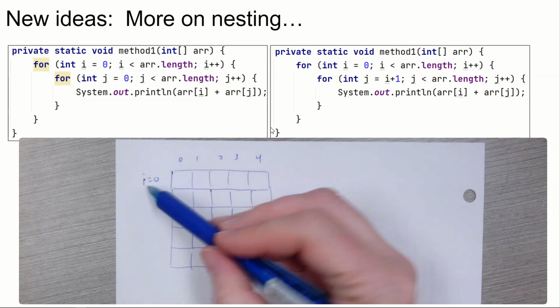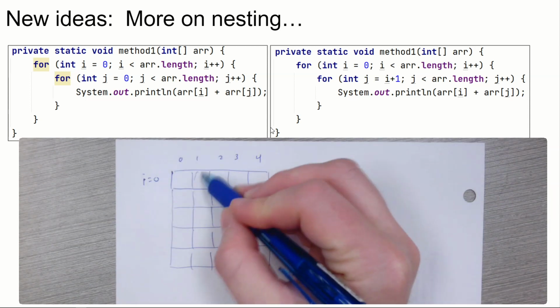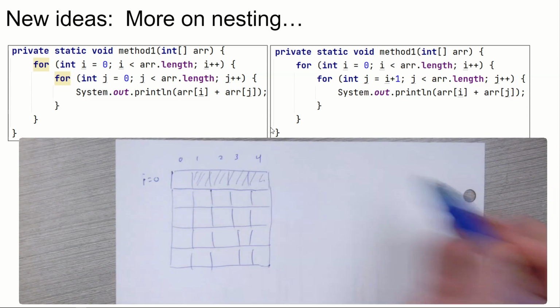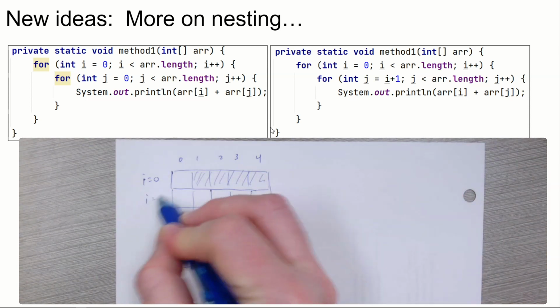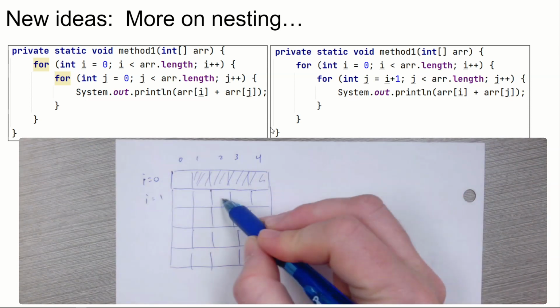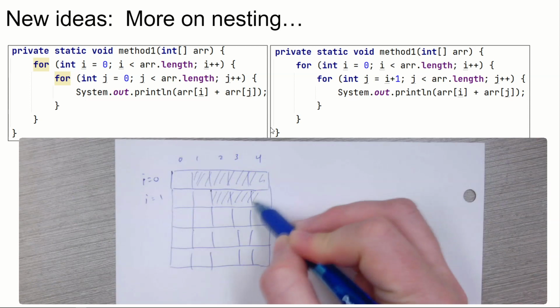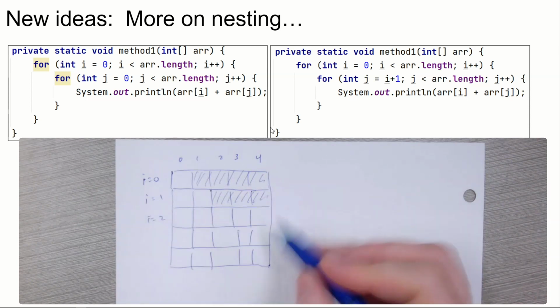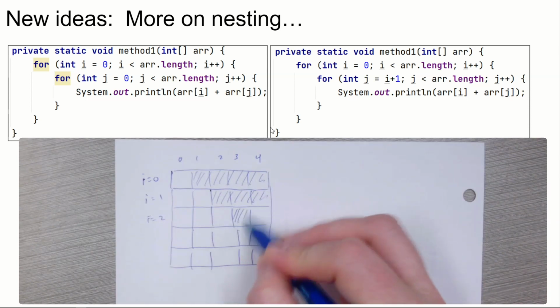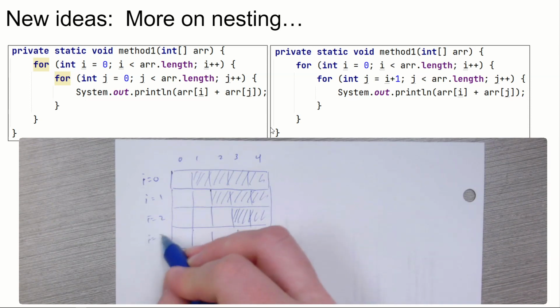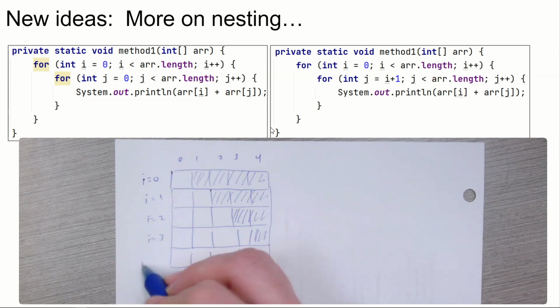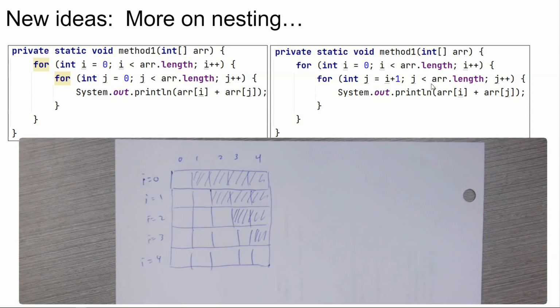When i is 0, we initialize j to 1, and we visit these elements. Then in the next iteration of the outer loop, when i is 1, we initialize j to 2, and we visit these elements. Then when i is 2, j is 3, and we visit these elements. And when i is 3, j is 4. And when i is 4, j gets initialized to 5, and then it immediately fails this check because 5 is not smaller than 5, and so we never run the inner loop at all.